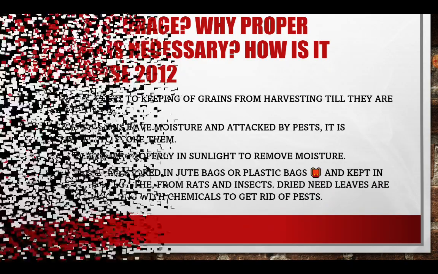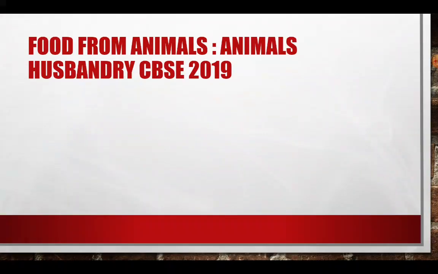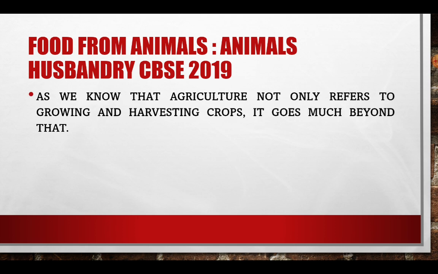Now let's see the last heading of this chapter, that is the food from animals. But here we only have to discuss animal husbandry, and this has been asked in the latest CBSE 2019 board examination also. We do not need to discuss the complete details of the food from animals as we have already discussed them in our previous classes, but now we are only discussing animal husbandry. As we know, agriculture does not only refer to growing and harvesting crops. It is wrong to think agriculture is only cultivating crops. It goes much beyond that.